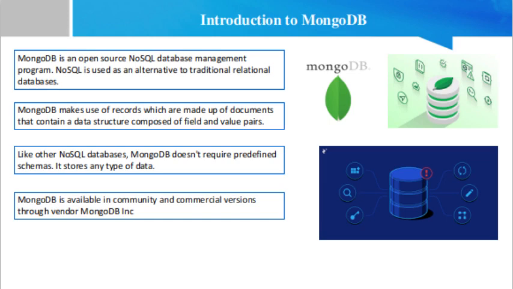So friend, let's start. What is MongoDB? MongoDB is an open source NoSQL database management program. NoSQL is used as an alternative to traditional relational databases. NoSQL databases are quite useful for working with large sets of distributed data. MongoDB is a tool that can manage document-oriented information, store or retrieve information. MongoDB supports various forms of data.